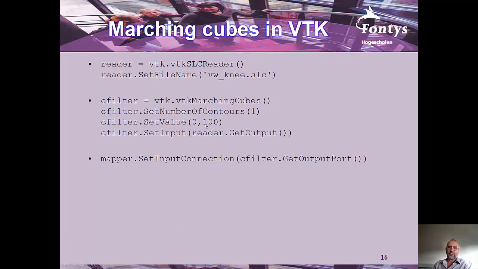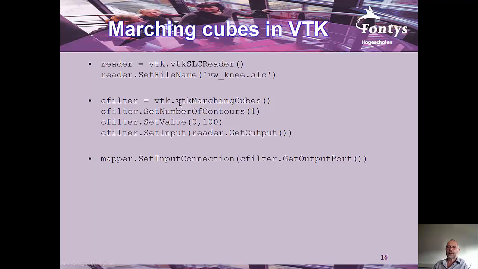So now we have, for example, here a source which is a reader. It reads volume data from an SLC file, vwknee.slc. So this is probably a scan of a knee of a person, saved in a file with the SLC extension. And this reader will read that file and send it into the pipeline. And this is a volume, basically a big cube. We want to see only the knee inside that cube.